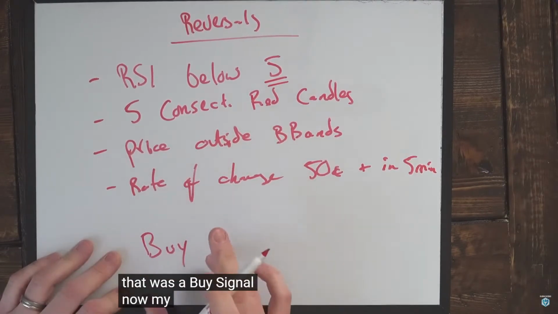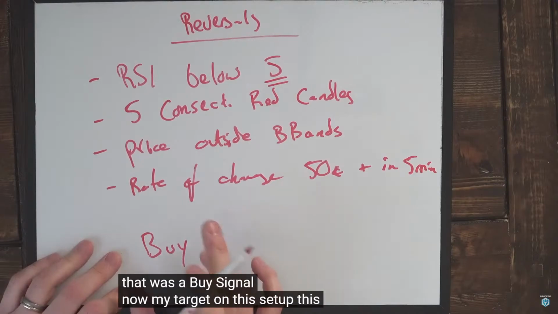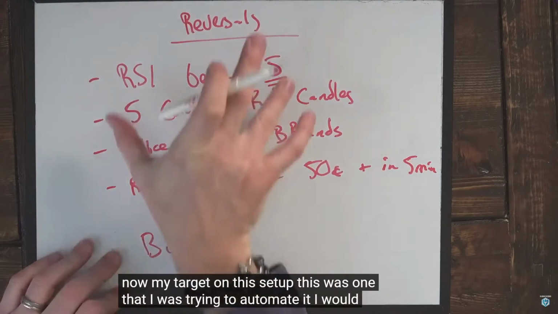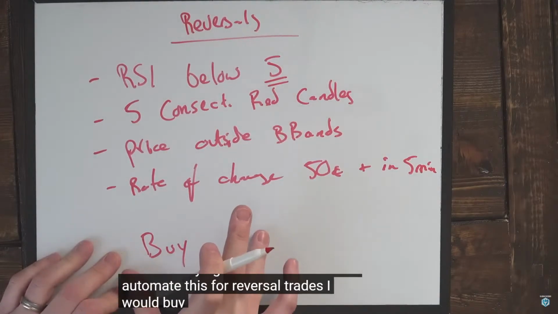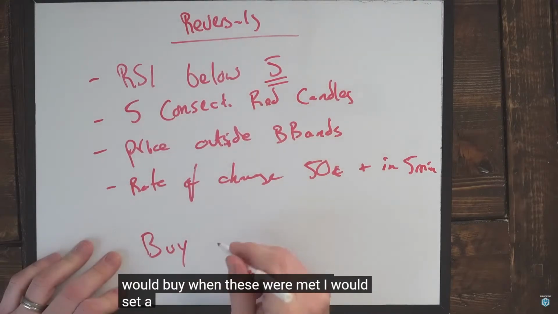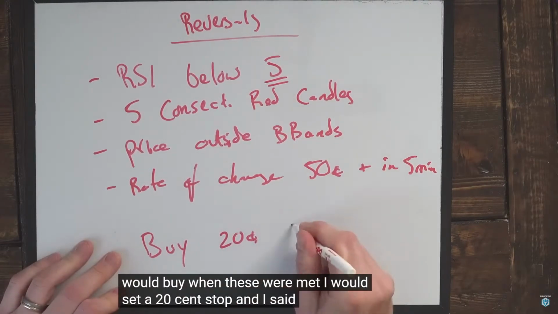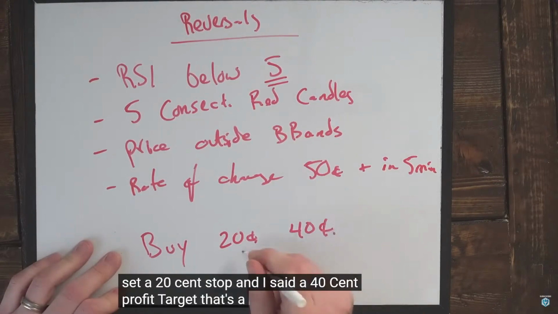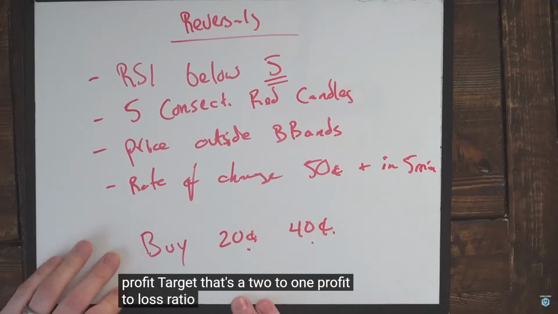Now, my target on this setup, this was what I was trying to automate. I would automate this for reversal trades. I would buy when these were met. I would set a 20-cent stop, and I set a 40-cent profit target. That's a 2-to-1 profit to loss ratio.